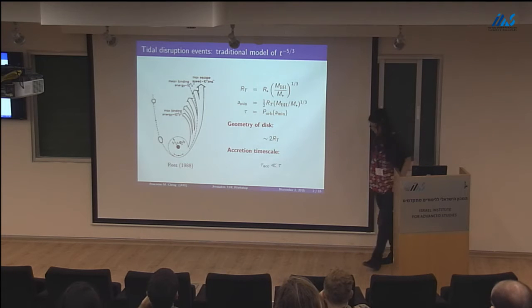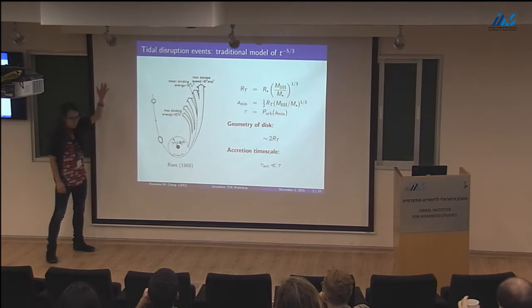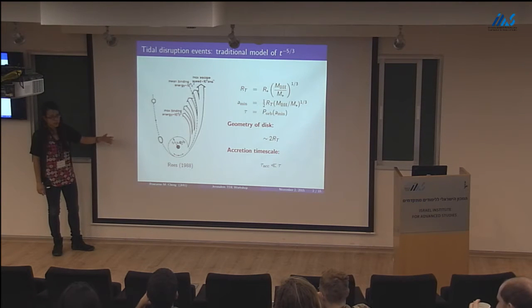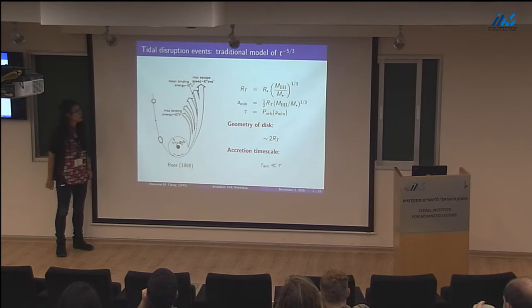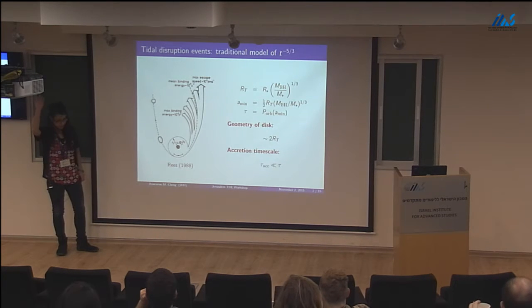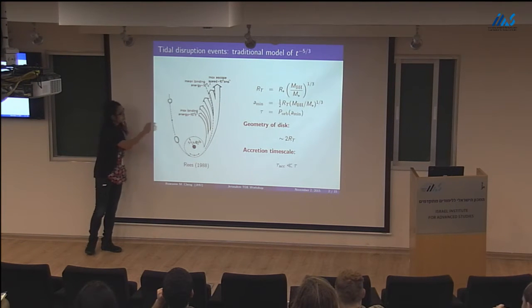Let's look at the classic picture. A star orbiting a black hole will come in and reach a distance known as the tidal radius and disrupt. If this star is on a parabolic orbit, then some of the debris is ejected out of the system, while the rest returns to the black hole around the tidal radius.